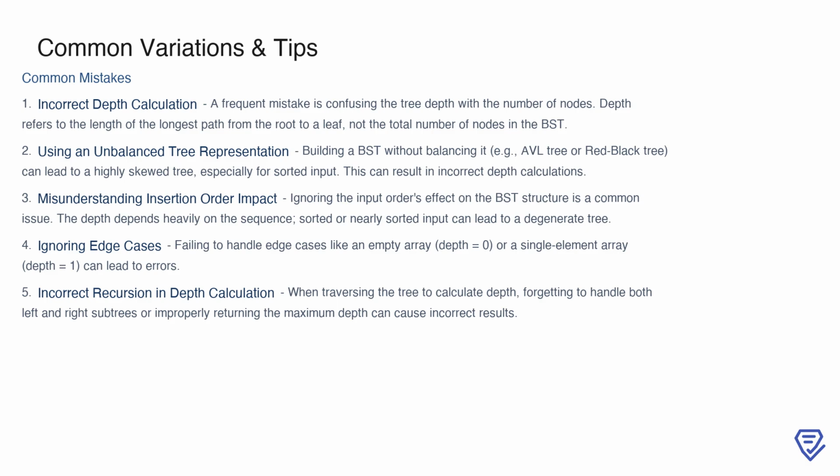One of the most frequent errors involves confusing the depth of the tree with the number of nodes. Remember, depth refers to the length of the longest path from the root node down to a leaf, not the total count of nodes in the tree.